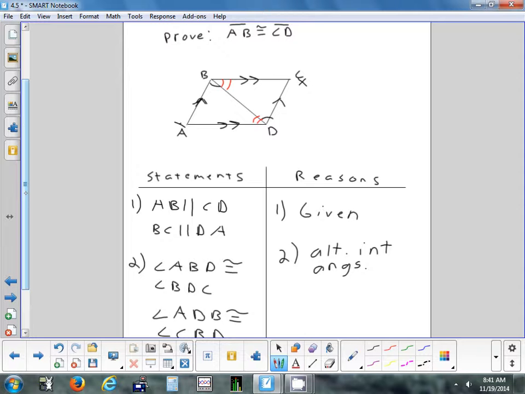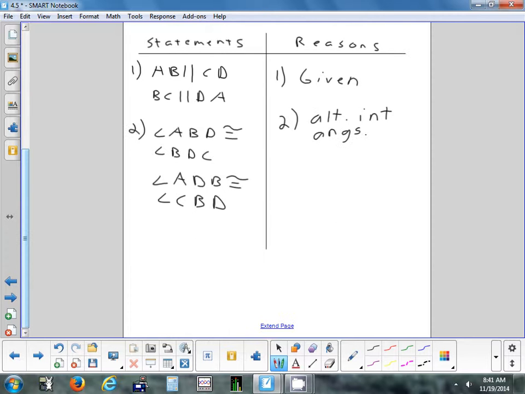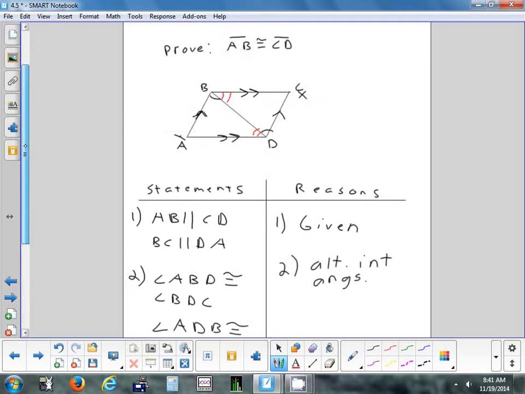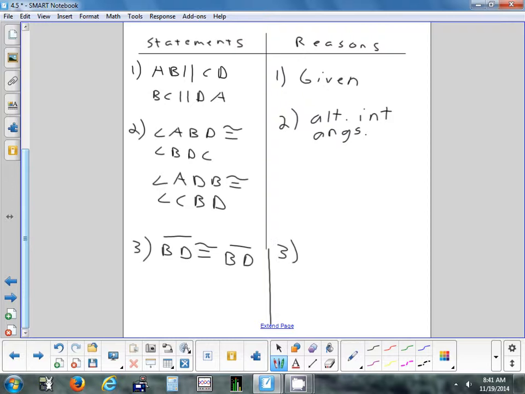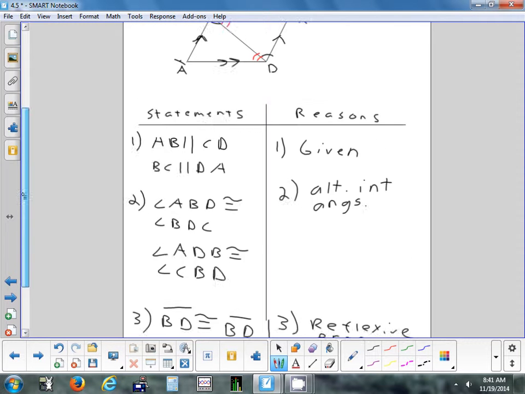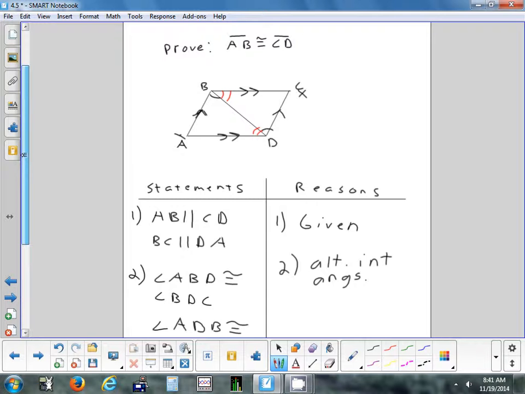Okay, so now we have angles. Now let's say what Connor just said. He already mentioned BD being congruent to itself. That is a new reason. Okay, that's not reason 2. So we need a new statement. And Connor, what's the reason for that? Reflexive property. Yeah, that's the reflexive property. That side is shared in each triangle. Okay, now I think we've proven the triangles are congruent.